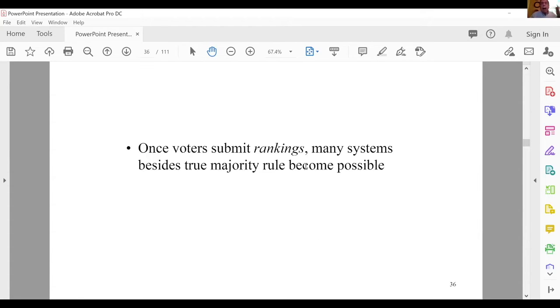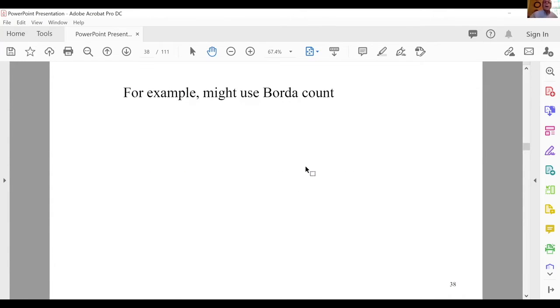Now, I'm going to argue for true majority rule, but once voters have submitted rankings, there are many other systems besides true majority rule which also become possible. And you might ask, well, why should we concentrate on majority rule? For example, we might use what is called the Borda count, which was proposed by Jean-Charles Borda at almost the same time that Condorcet was proposing majority rule. And Borda was a contemporary in 18th century France of Condorcet's.